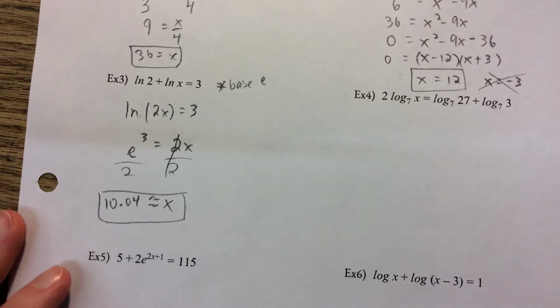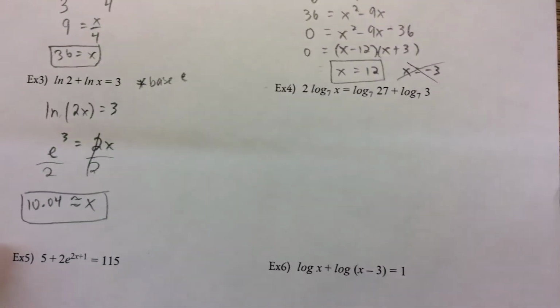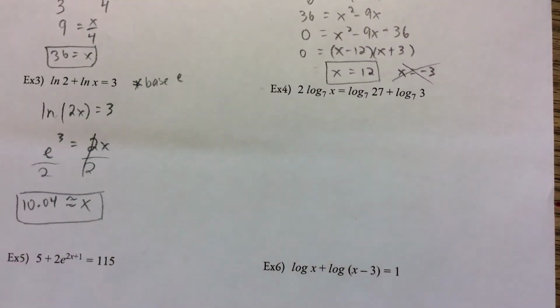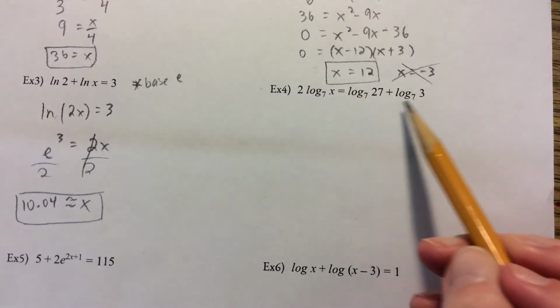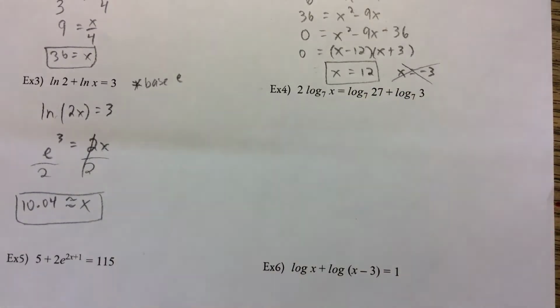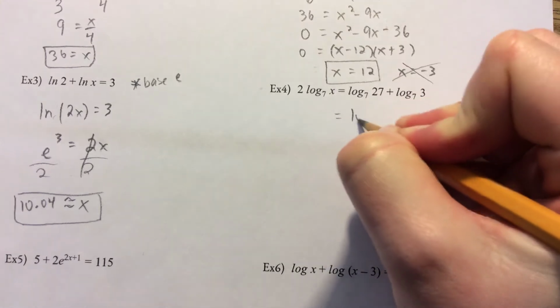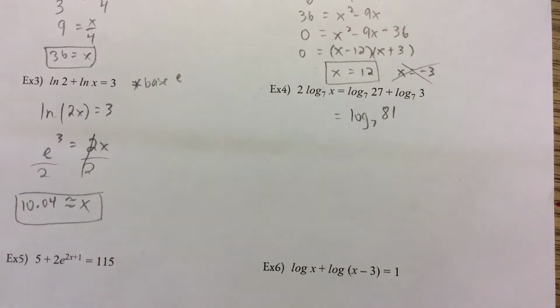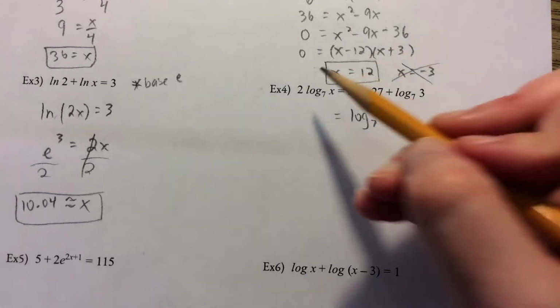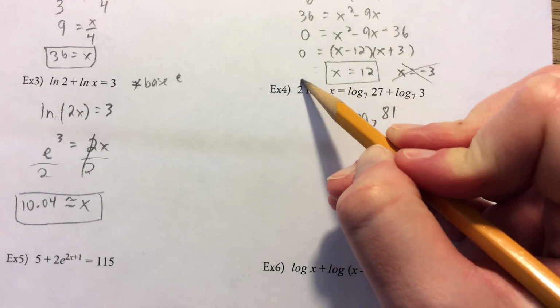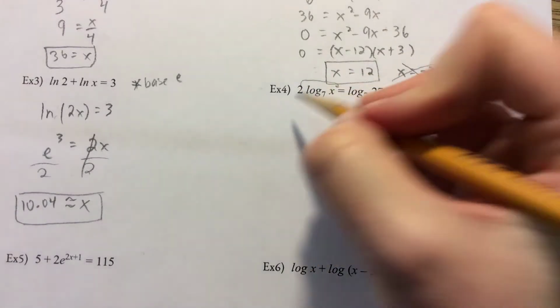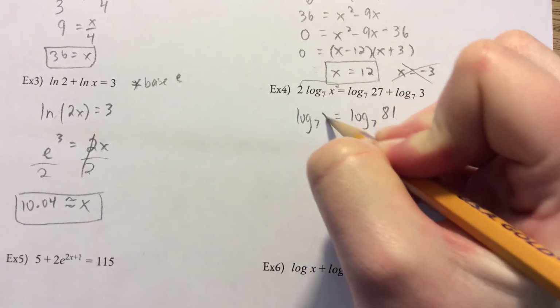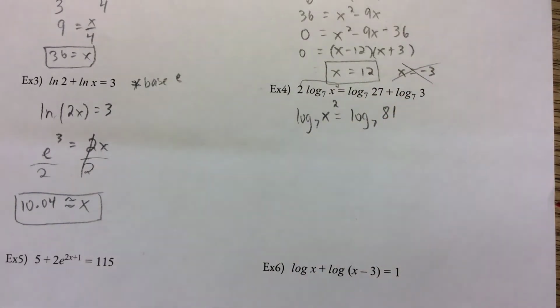Okay, so example 4. I'm going to take this side here and combine those into one using my properties of logs. Since it's addition, I'm going to multiply those. That's going to become 81. Over here I can use the power property, and I can make this an exponent. So this is log base 7 of x squared.